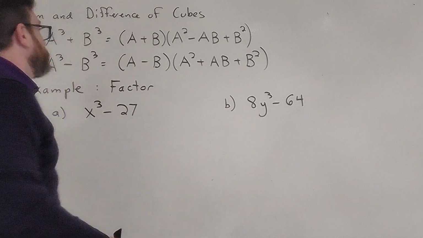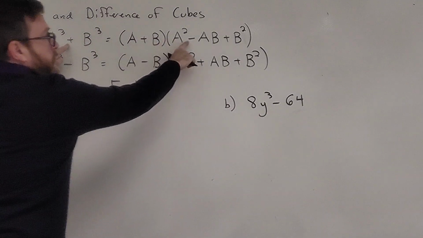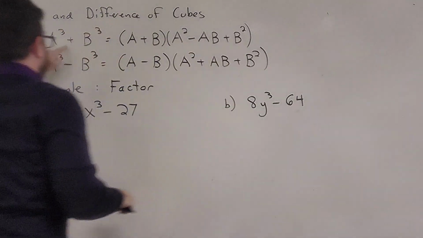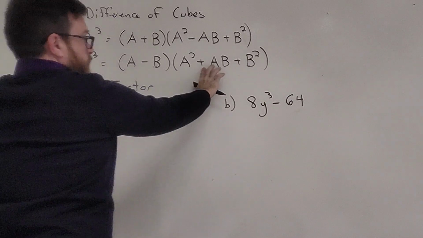So that's how I was able to memorize these. The a cubed plus b cubed is going to start with a plus, and the next one's going to be a minus, and the last is always going to be plus. And then the difference is going to start with a minus b, which will be minus, and then the next one's going to be a plus.